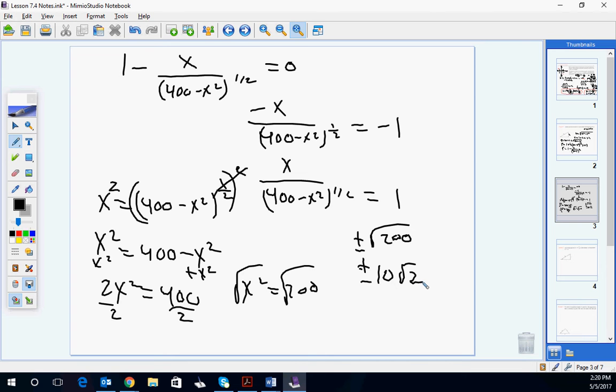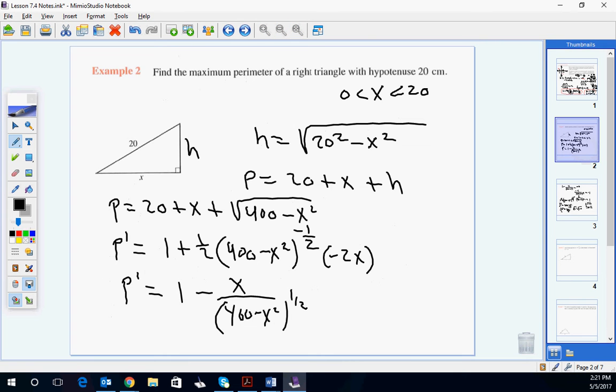Yes, but the problem is this 1. If it's undefined, yes, you can test those, but 20 can't be used because it wasn't in our domain. It couldn't be equal to 20, so that's why we declined that. Okay, good point. I'm glad you brought that up. So back to what we're doing.